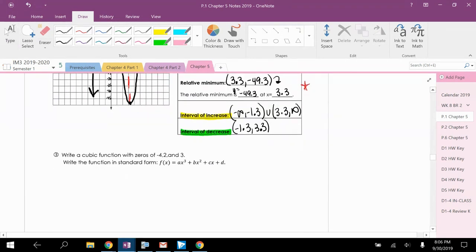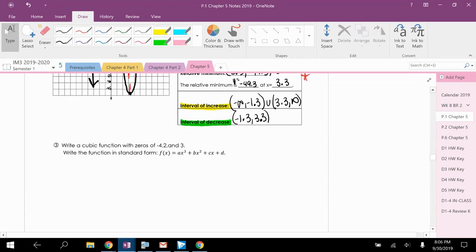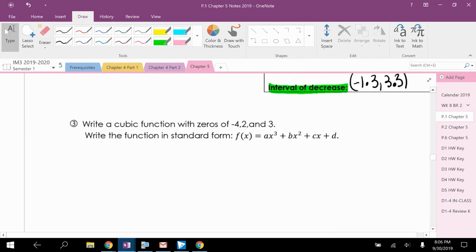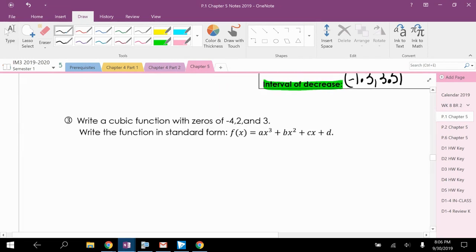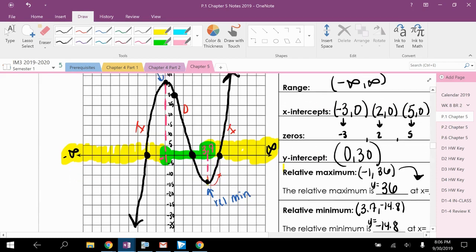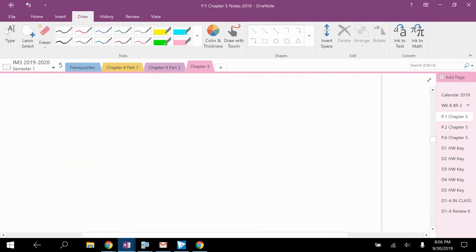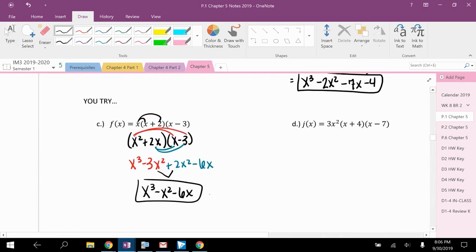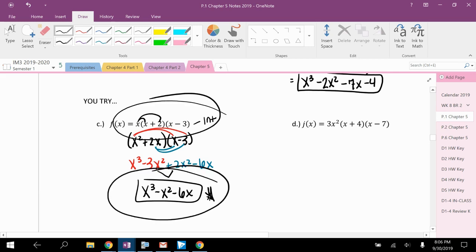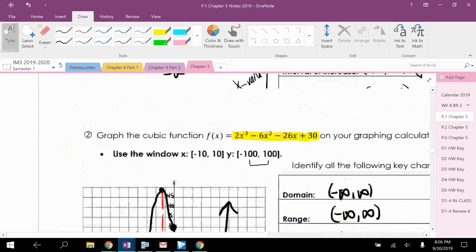Okay, the next part. Write a cubic function with zeros of negative 4, 2, and 3. Write it in standard form. I'm not going to have you guys write it in standard form. I want you just to focus on these graphs. Standard form would be what we did yesterday. So this up here, if I go back, this guy would be standard form. This would be intercept form that we learned yesterday. So intercept form versus standard form. Okay, so we're not going to do that. We're just going to write it in intercept form.